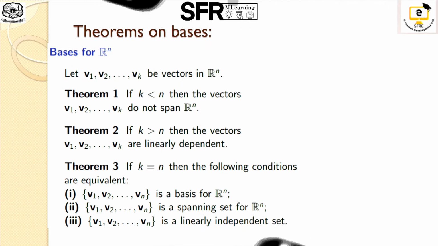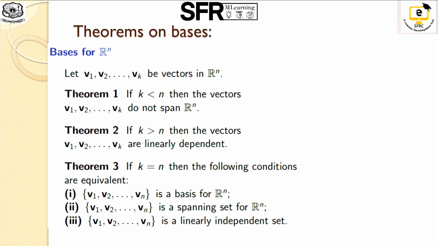Next we pass on to some theorems on basis. For R power n, let us consider k vectors v1, v2, etc., vk. For these vectors, if k is less than n, they do not span the whole space R power n. This is our first theorem. If k is less than n, the vectors v1, v2, etc., vk don't span R power n.